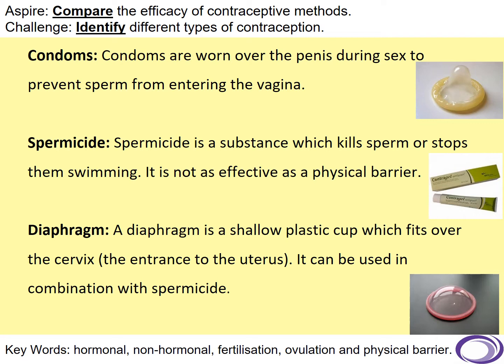Now, another barrier method, this one would be used by the female, by the lady, and it's called a diaphragm. It's a shallow, flexible plastic cup, and it fits over the entrance to the uterus, the cervix. It's usually used along with a spermicide. Again, this acts as a barrier. It stops the sperm that are released in the vagina from getting out of the vagina and up through the cervix and into the uterus. So it stops the eggs from meeting the sperm.